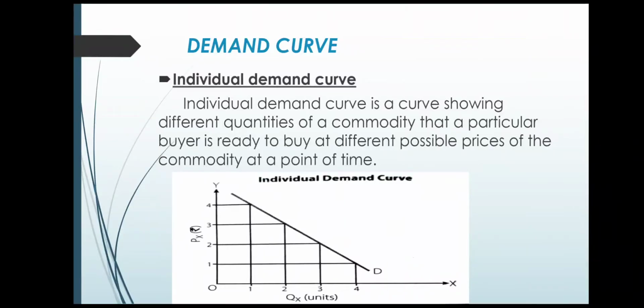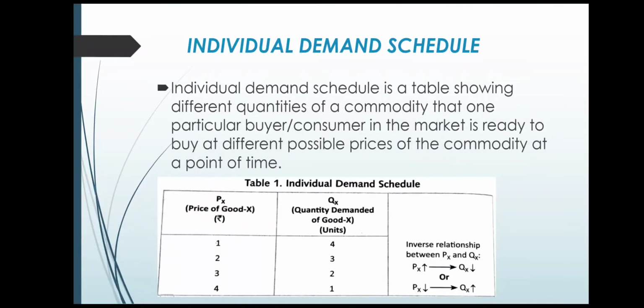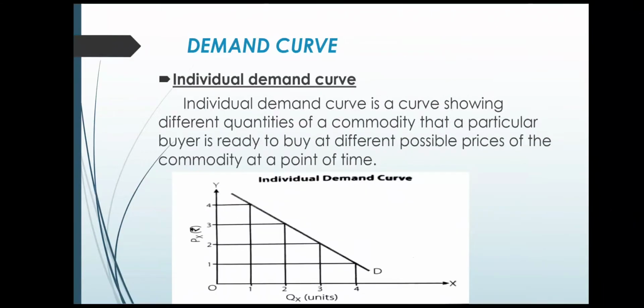Now the next topic is demand curve. There are again two types of curves: individual demand curve and market demand curve. Individual demand curve is a curve showing different quantities of a commodity that a particular buyer is ready to buy at different possible prices of a commodity at a point of time. So this is the graphical representation of the individual demand schedule that we saw just now. This is the individual demand schedule. Price was 1 and then quantity demanded was 4. When price rose, quantity demanded decreased. So over here, this is the graphical representation of that same schedule.